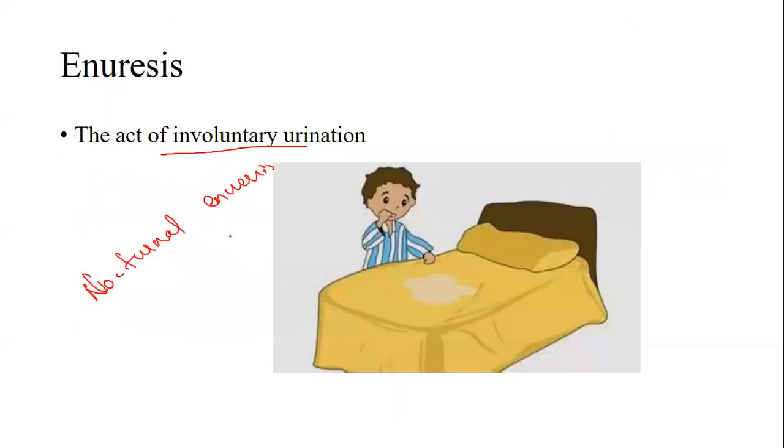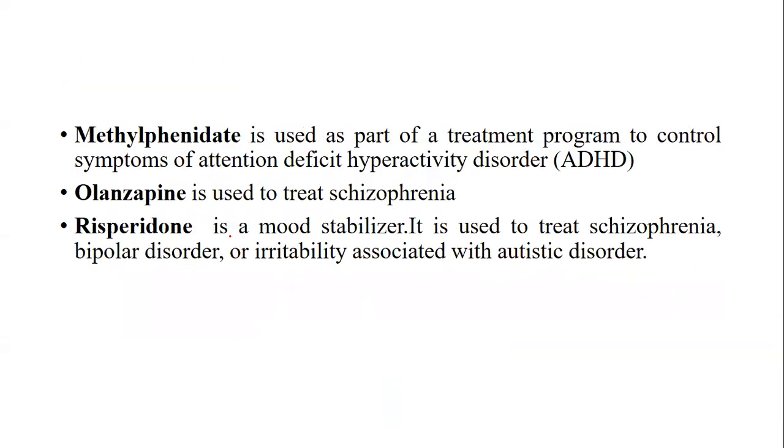So we can see the functions or actions of these medications. Methylphenidate is used as a part of a treatment program to control the symptoms of ADHD, that is attention deficit hyperactivity disorder, which is very common in children. So this is typically used for controlling the symptoms associated with ADHD. Olanzapine can be used to treat schizophrenia. Then risperidone also is a type of mood stabilizer which can be used for treating schizophrenic patients.